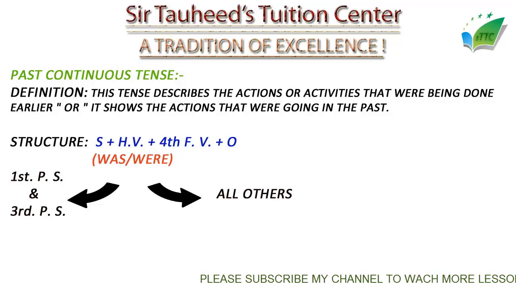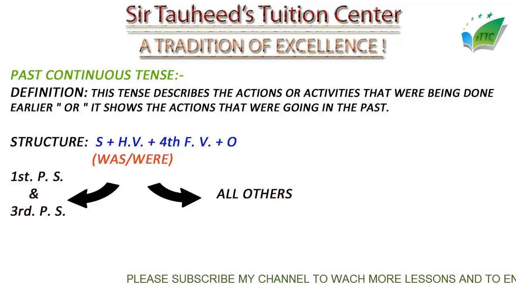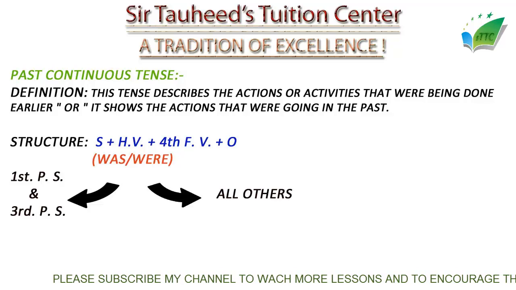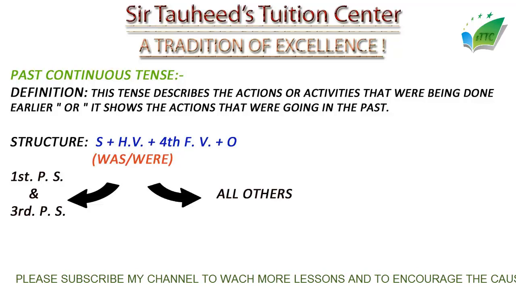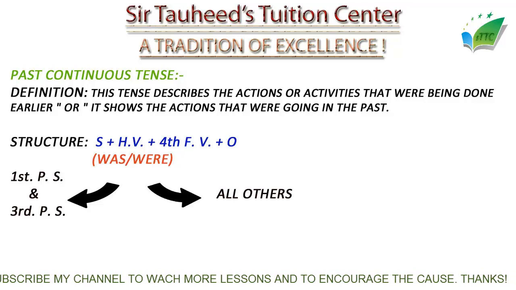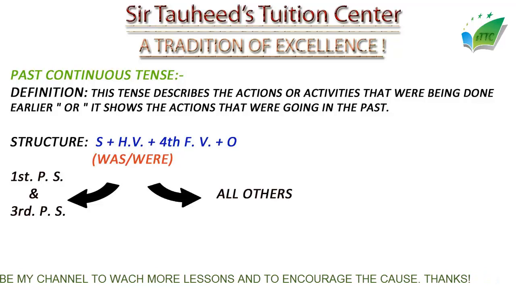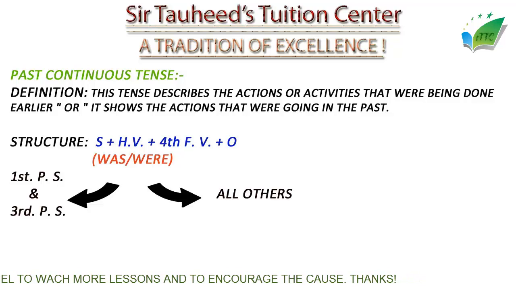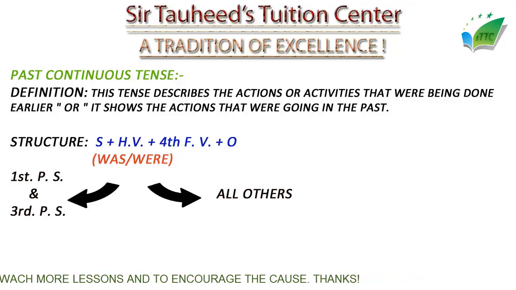This tense describes the actions or activities that were being done earlier, or it shows the actions that were going on in the past. It means whatever was being done some time ago or in the past could be declared with the help of this tense, or whatever you were doing in the past, you can tell by using this tense. This is called past continuous tense.